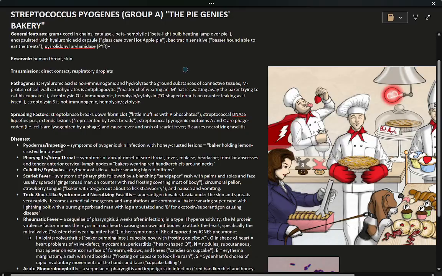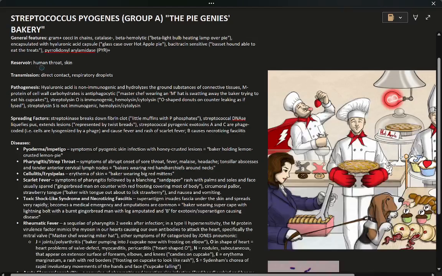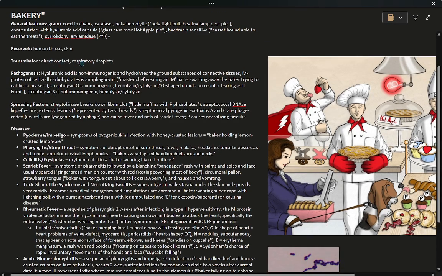And then also don't forget that this bacteria is pyrrolidonyl arylamidase positive. Once again, PYR positive. So for its reservoir, the bacteria can be found in the human throat or the skin. And transmission is through either direct contact route or through the respiratory droplet route. And these transmission forms are important to remember. So remember these two forms of transmission: direct contact and respiratory droplets.